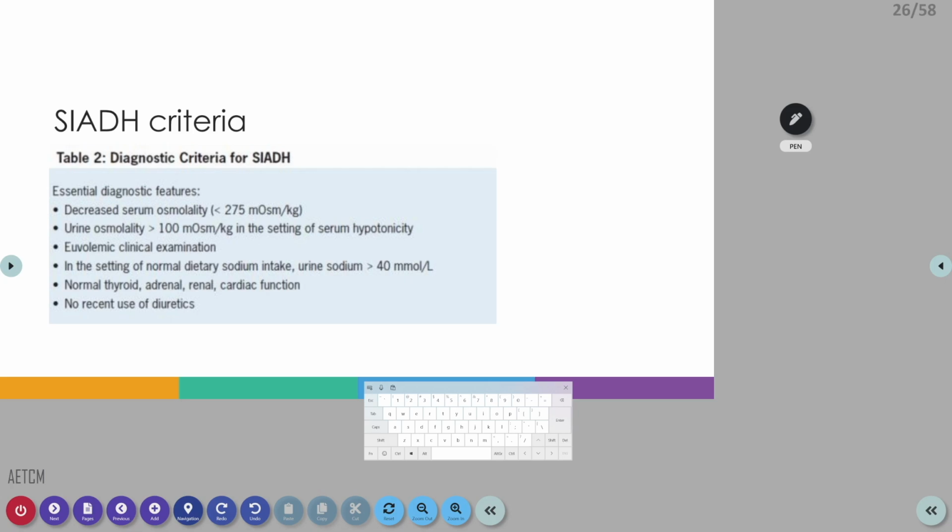Coming to the diagnostic criteria of SIADH, the essential diagnostic features are decreased serum osmolarity, urine osmolarity more than 100 milliosmol per kilogram in the setting of serum hypotonicity, euvolemic hyponatremia on clinical examination, urine sodium more than 40, normal thyroid, adrenal, renal, and cardiac function, and no recent use of diuretics. This is the diagnostic criteria for SIADH.